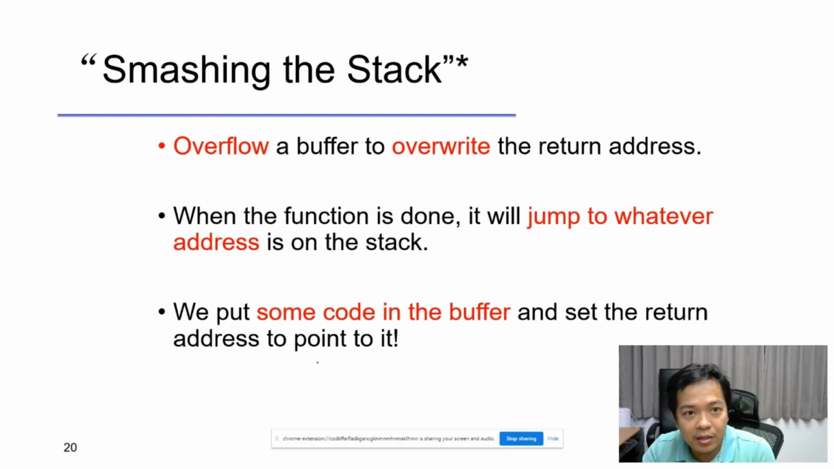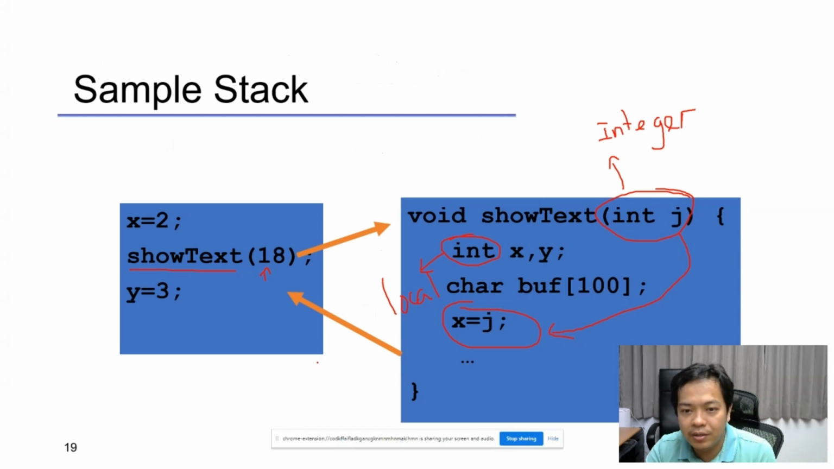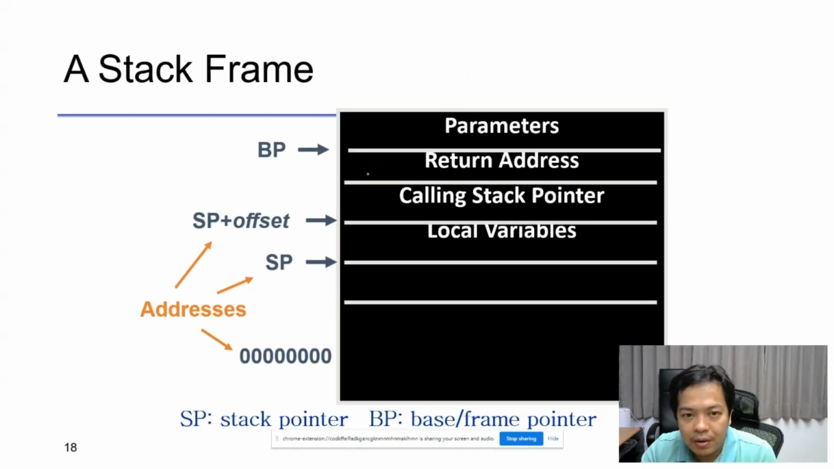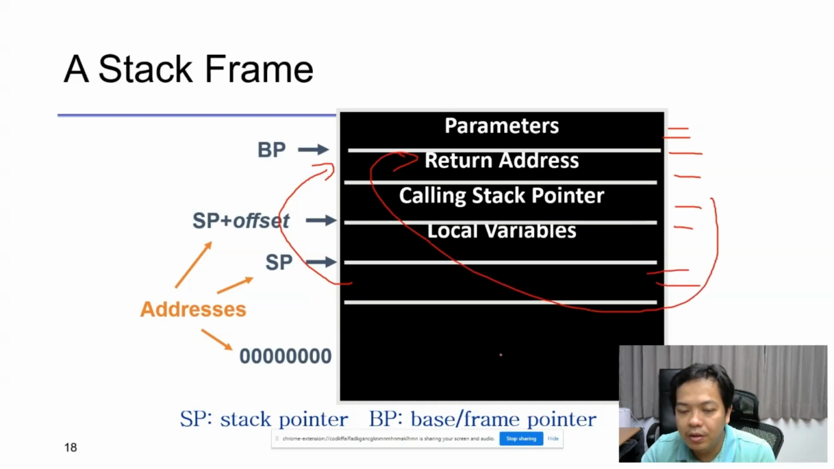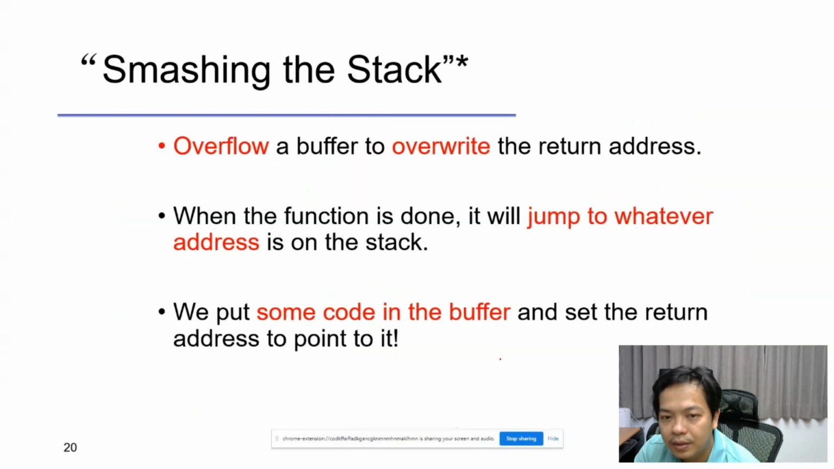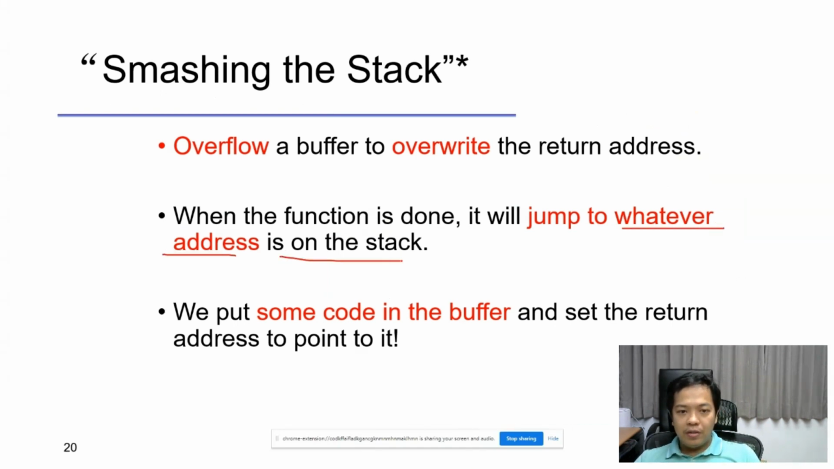So there is one kind of attack, smashing the stack. That means overflow and overriding the return address. After this, the information may have a lot of data here, and something overflows, so some data will go back. So when the function is done, it jumps to whatever address is on the stack.